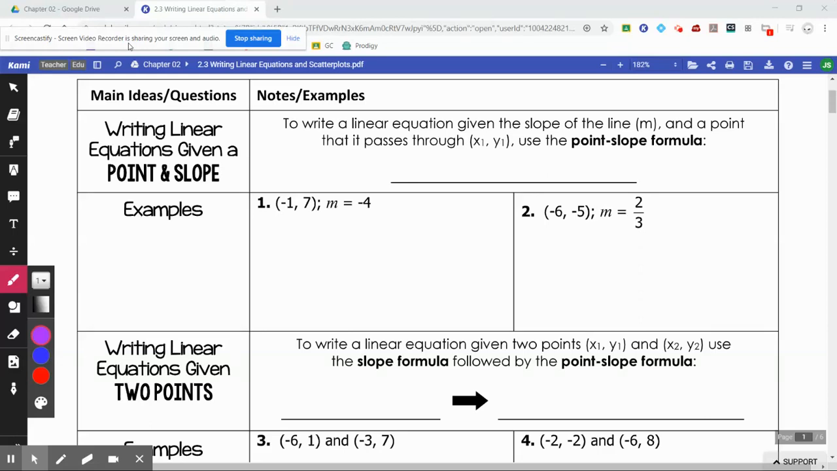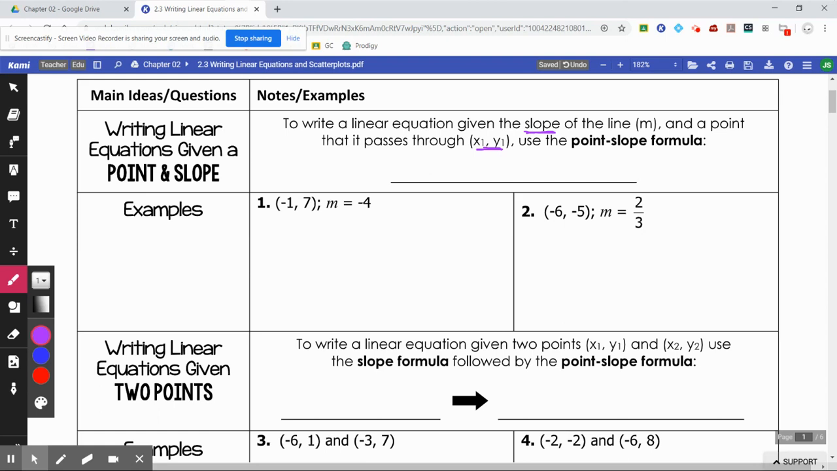Okay, in this section, we're actually going to be finding the equations of lines given some information. So, writing linear equations given a point and a slope to begin with. If we're given a point and a slope, it says to write a linear equation given a slope, which we know is m, and a point that it passes through, which we're going to call x1, y1, to distinguish from x and y. You'll see in just a second.